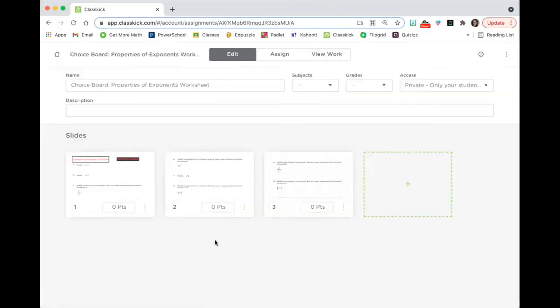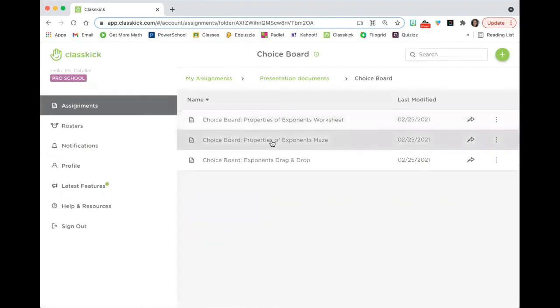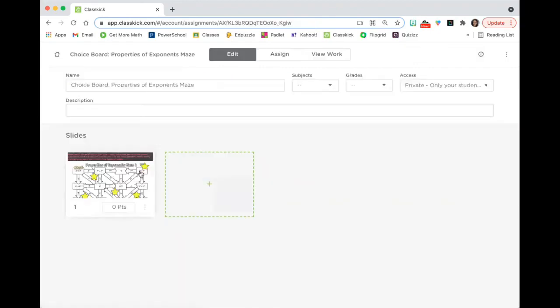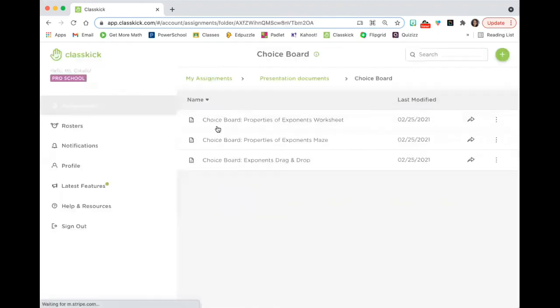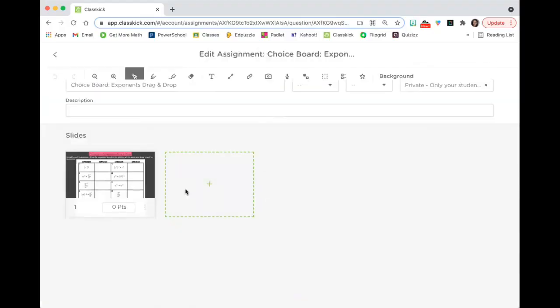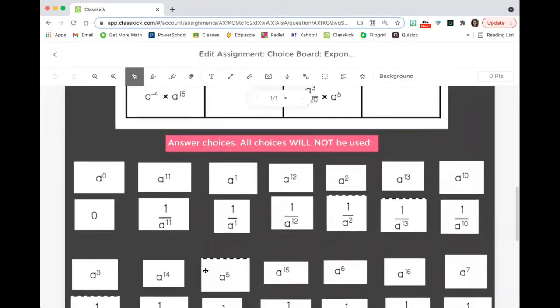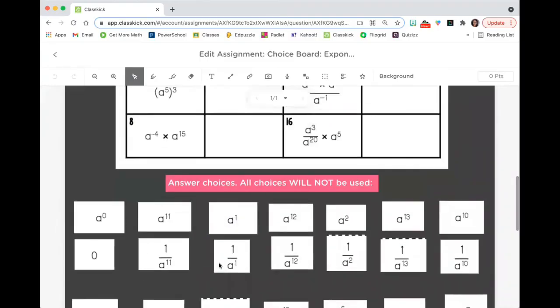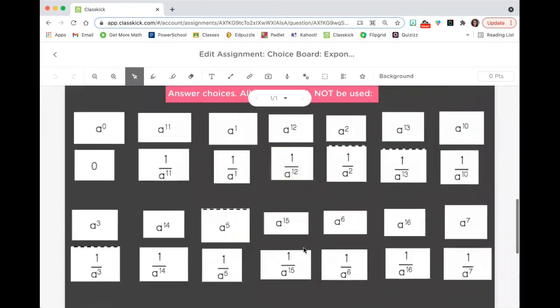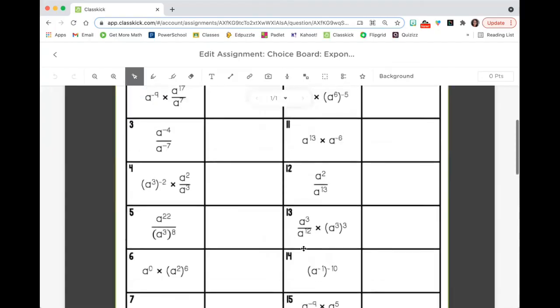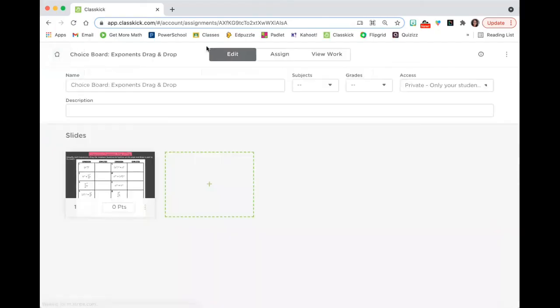Some I wanted to just give them a worksheet opportunity because some students just still like plain old worksheets. I had a maze that they could choose from, and then another drag and drop assignment where they could write out their work. And then all of the choices are here. And I even added some extra choices so they would know that in this case, there were more answers than there were questions. So they had to really work carefully here to be able to find the right answer.